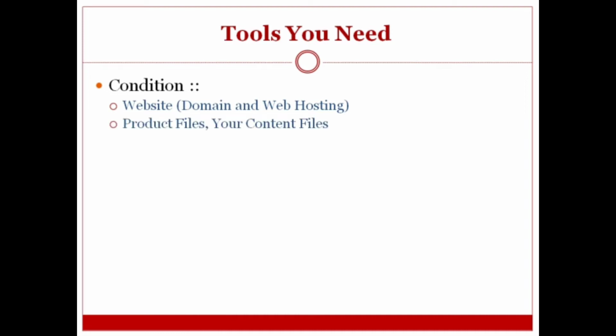So now you know how all the pieces of the puzzle fit together. Let's talk about the tools that you're going to need. Now keep in mind that the condition is that you're going to have your own website, your domain, and web hosting. So I'm going to automatically assume that you already have set up your website. You already have your product files, you've already zipped your files, you already have your videos and your content files, whatever that might be, in hand. So I'm going to assume that you already have this information. And from that point, I'm going to show you how to take that and put it onto JVzoo.